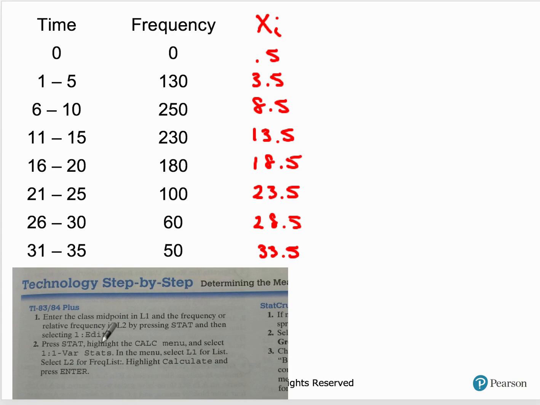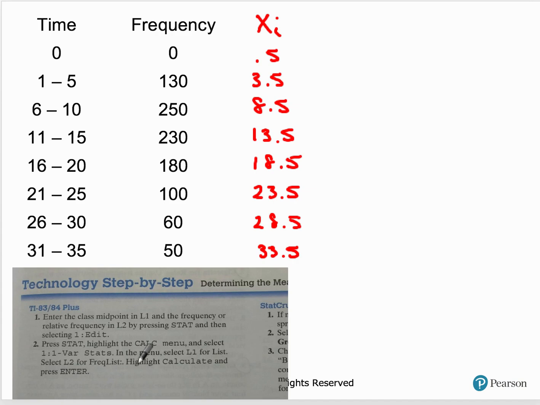Now after we get our data entered in our lists, we go back and hit the Stat button. You go over to Calc. Number 1 says 1-Var Stats, just like that. So we're going to hit Enter, or number 1. Now, what's unclear here is it says in the menu, select L1 for list and select L2 for frequency list, and then highlight Calculate and press enter. Well, actually after I hit 1-Var Stats, so you might want to update this information.